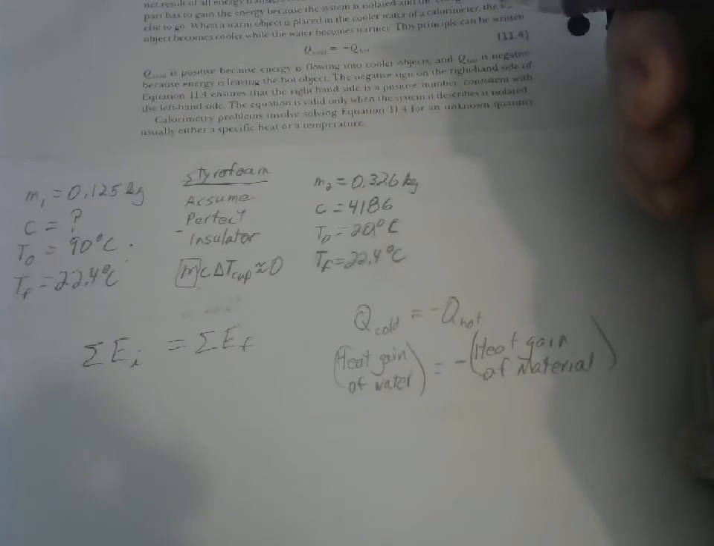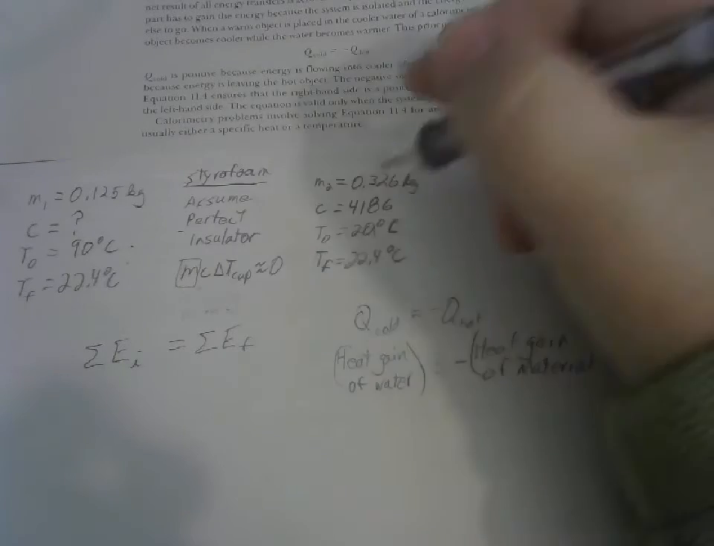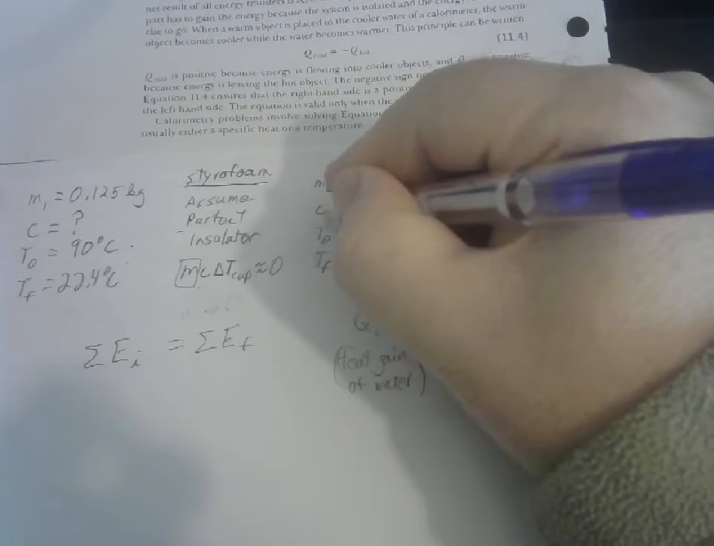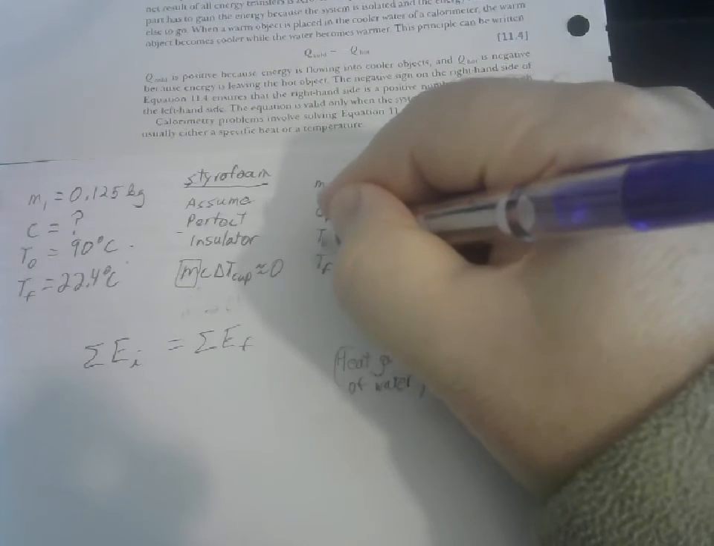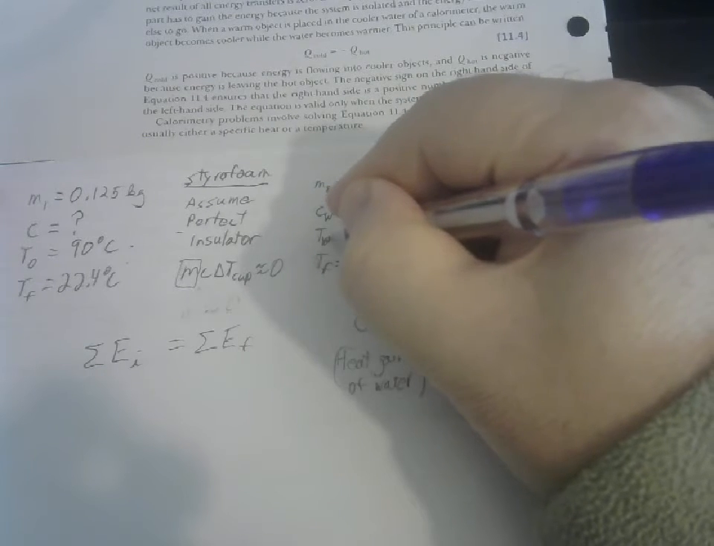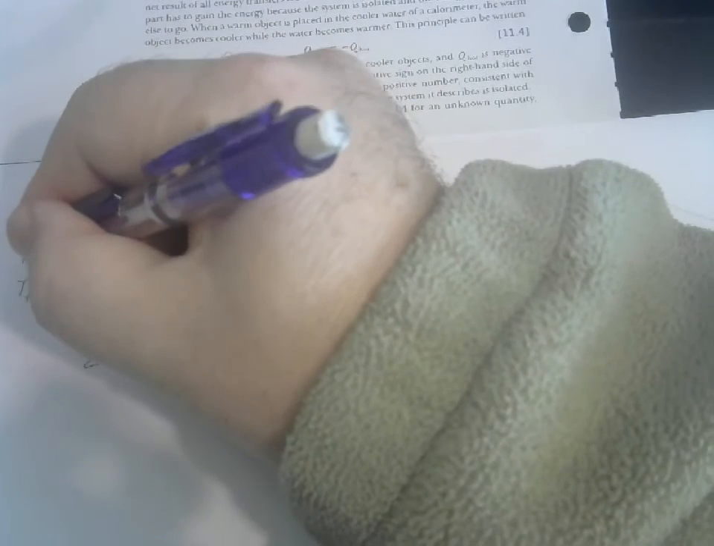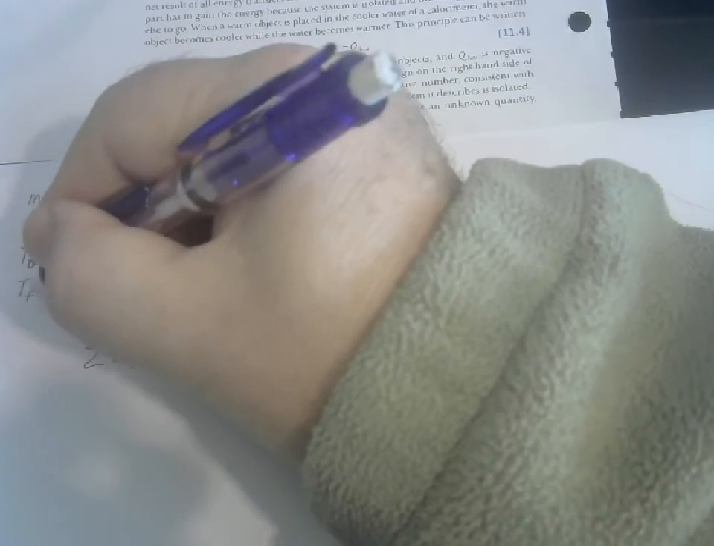Let's actually change these subscripts around a little bit. We'll call this one M water, C water, T water initial, and T water final. This will be mass of material, C material, T material initial, and T material final.